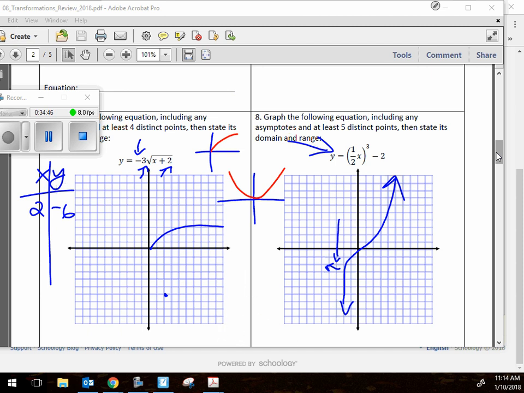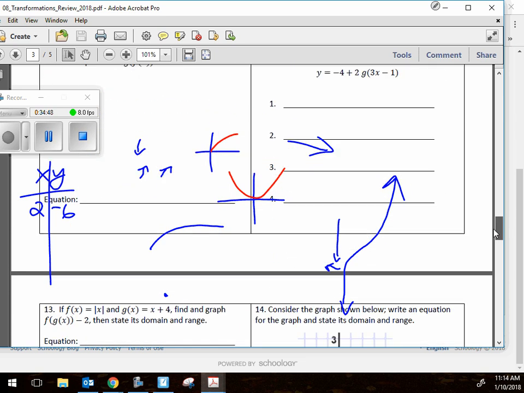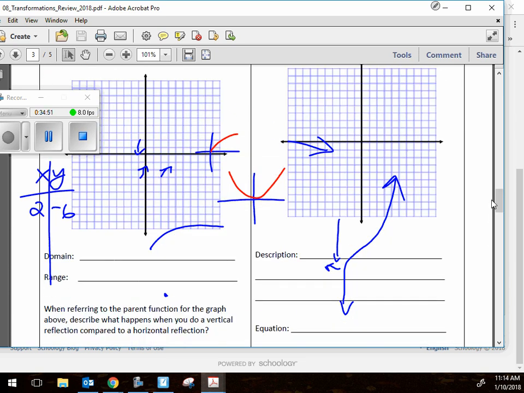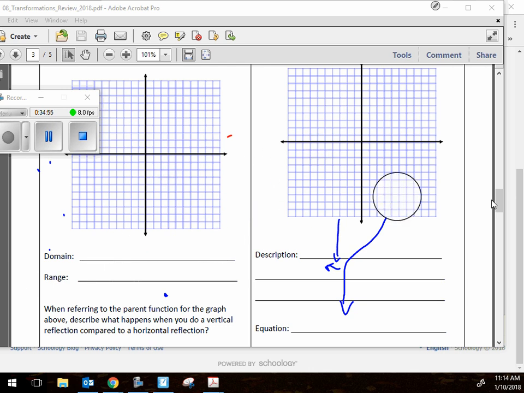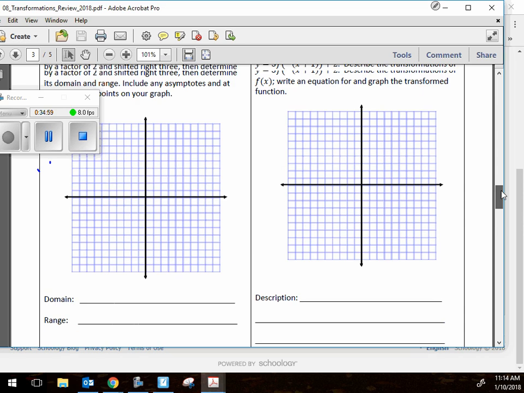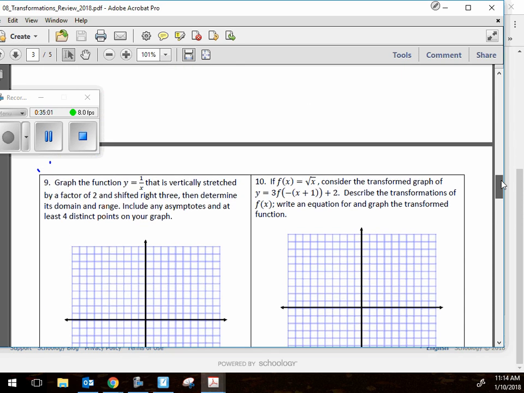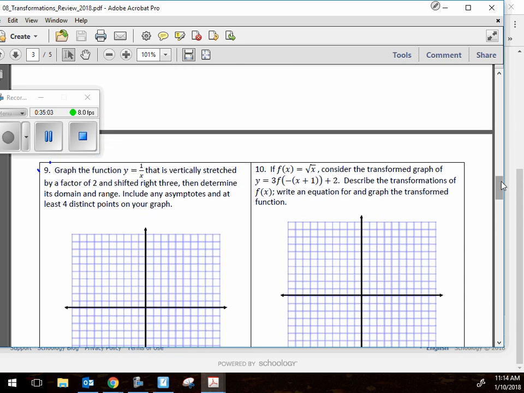And then let's move down. And I'm going to finish off the last few that I think you should do. I think you should do number 9.